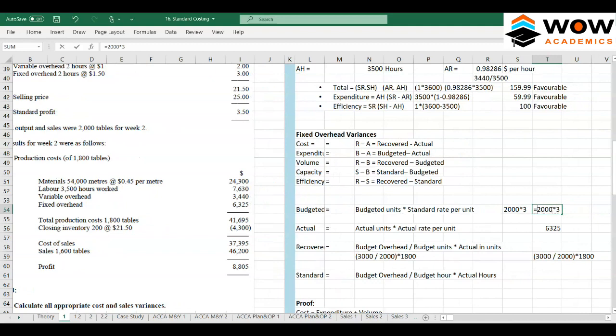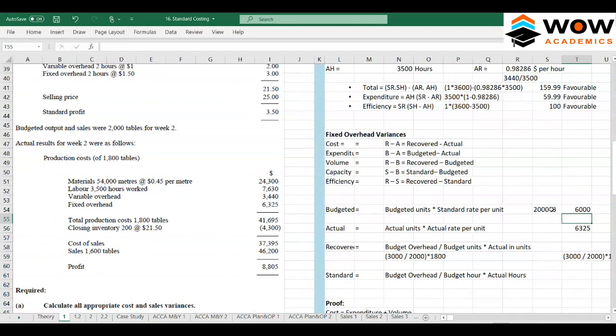So you can see, even though I made a mistake, I could rectify it because I can get the logic of it, because the numbers should be similar only. So this budgeted overhead should be 6000, not 3000. So this answer also should be similar to, or around, 6000. 5400 is okay, that won't be a problem here.